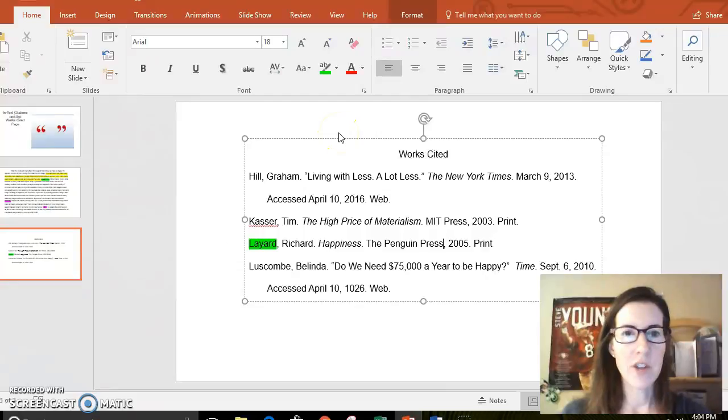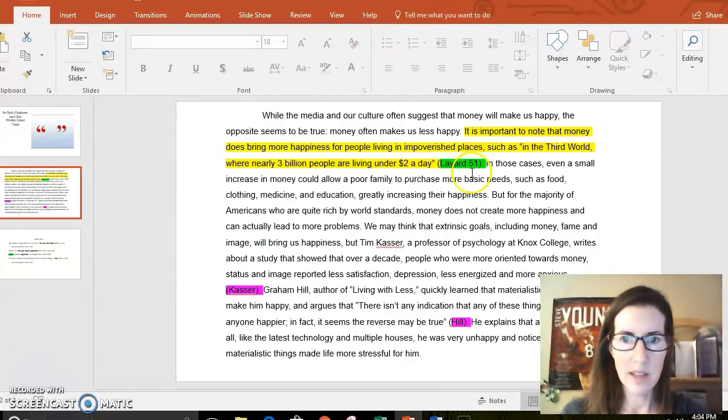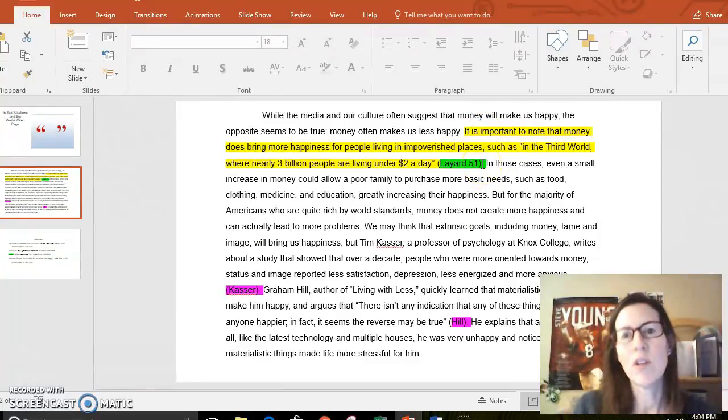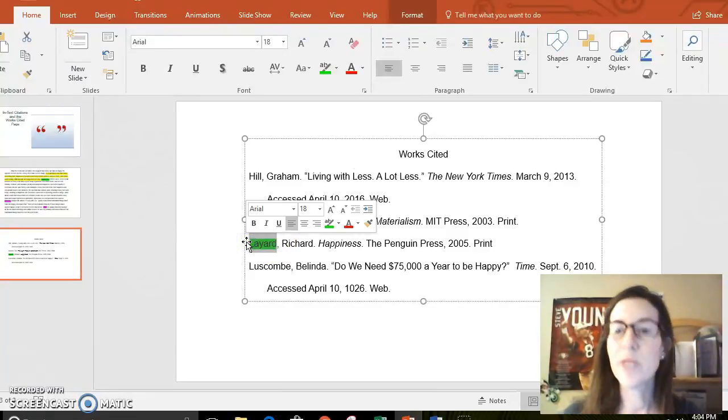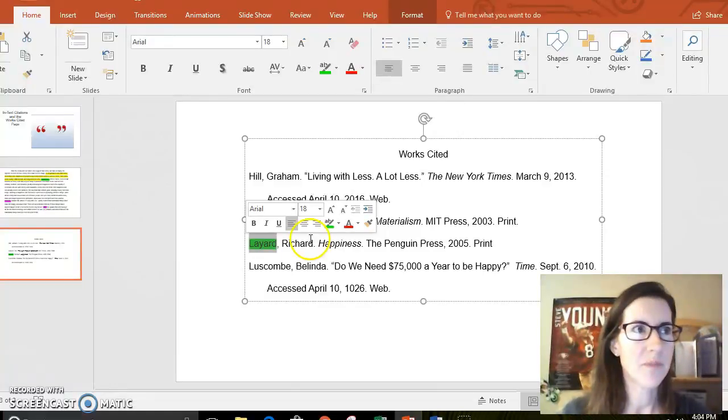And that's so that your reader can really easily go back, if they're in your paper, they can say, oh, I really like this quote by Layard. I'd like to read the whole article. And, where can I go and find it? So they look at Layard. They come back to your Works Cited page. They see Layard here. It's really easy to find that information on the Works Cited page.